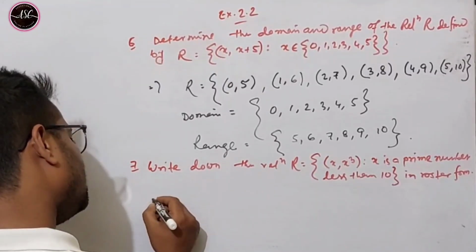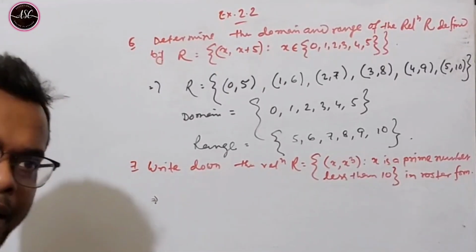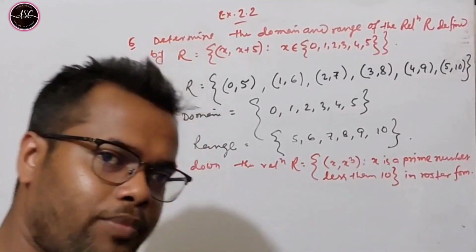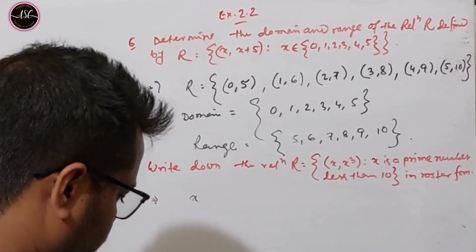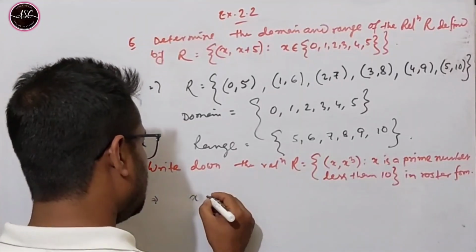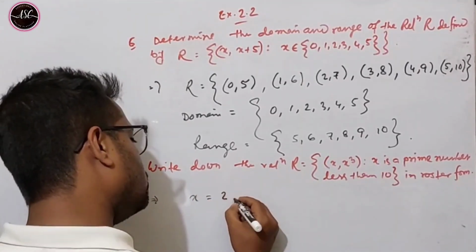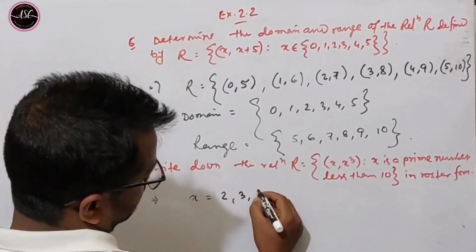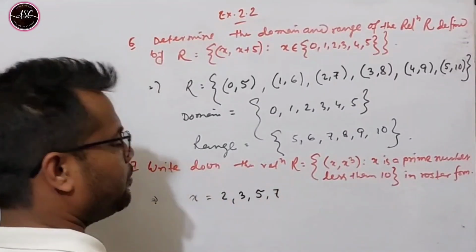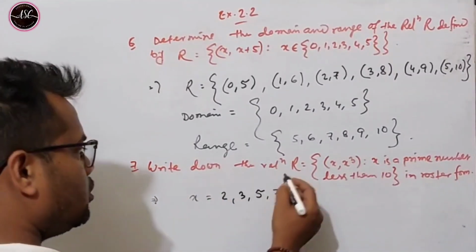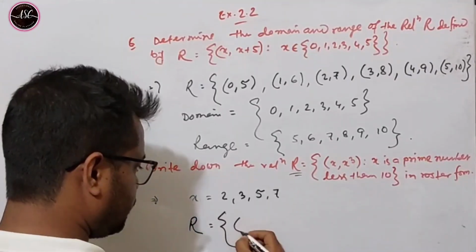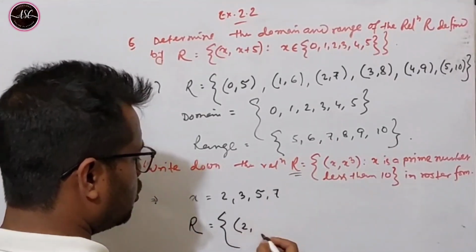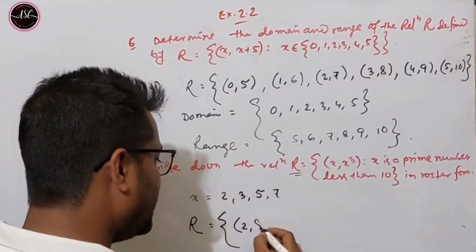So x is a prime number less than 10. So x will be x equal to 2, 3, 5 and 7. Okay. So the relation can be written as R equal to, if x equal to 2, we get x cube equal to 8, 2 cube.